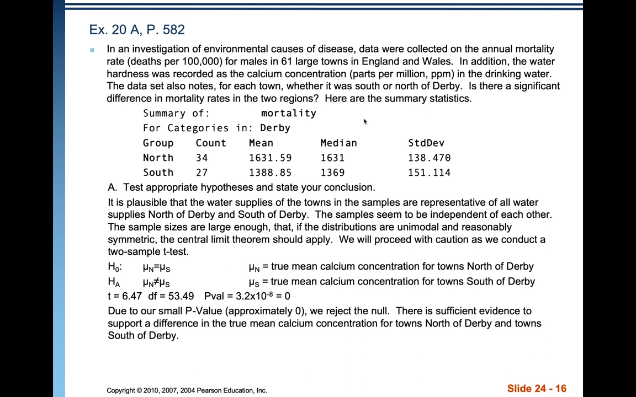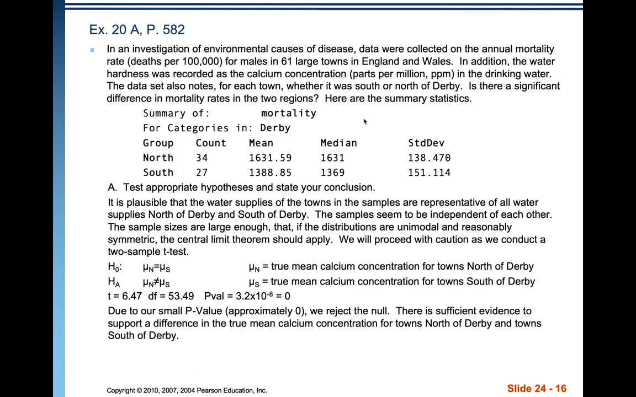It would be better if we were told that the individual concentrations were normally distributed, or if we had a list of the data so we could show the distribution. We can't, so we're going to put a little caution statement there. We will proceed with caution as we conduct a two-sample t-test.